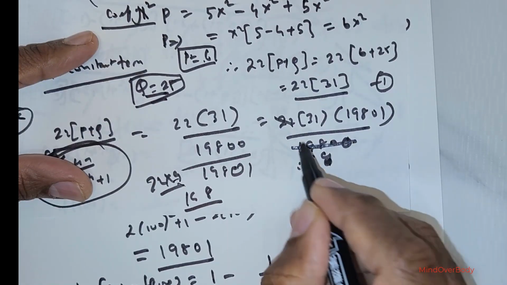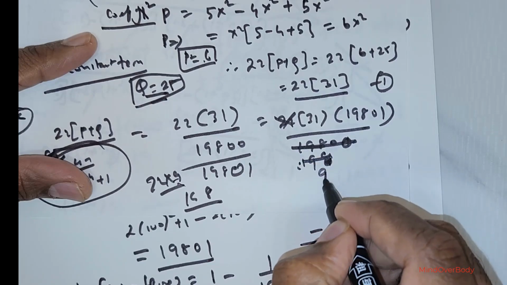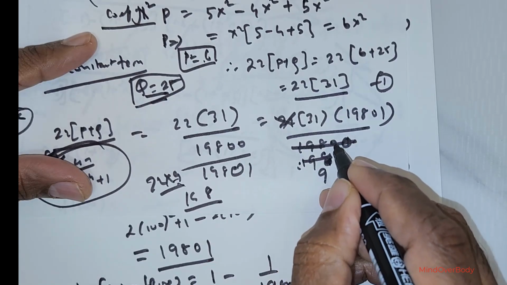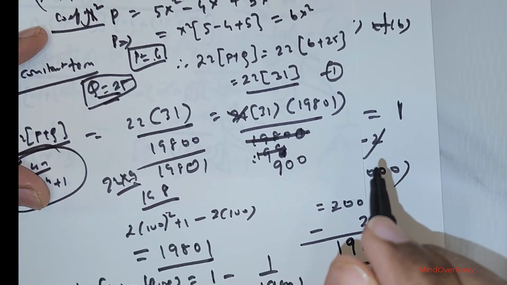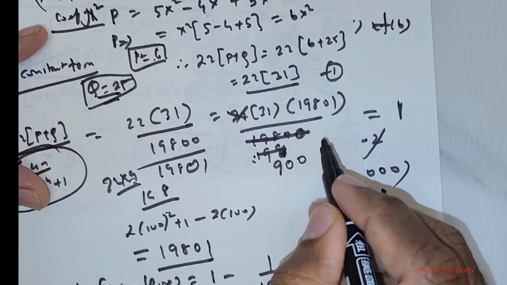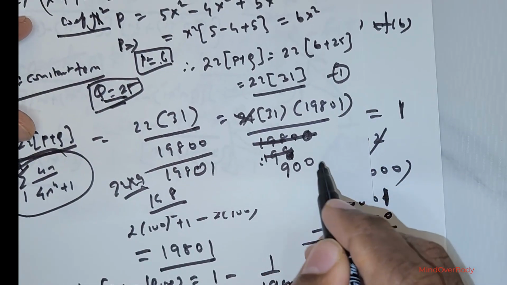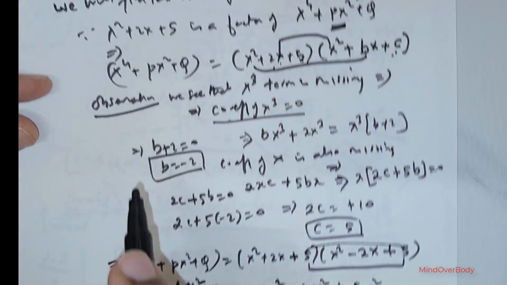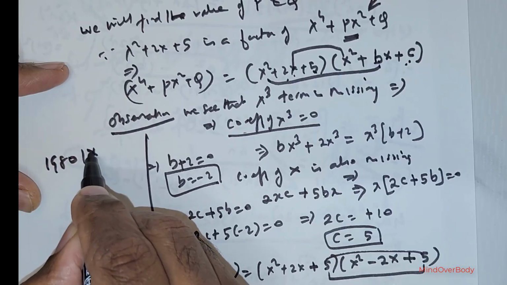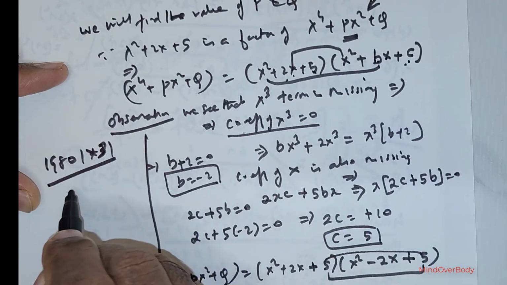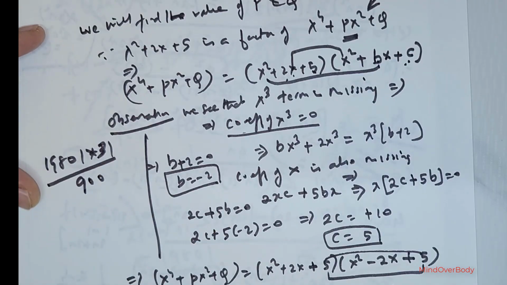This is going to be divisible by 22. 22 divides this 9 times, right? You have how many zeros? You have 2 zeros there. Now that is the maximum we can go forward. So this cannot be divided any further. So what do we have? We got 19801 multiplied with 31 divided by 900. This is the maximum we got.